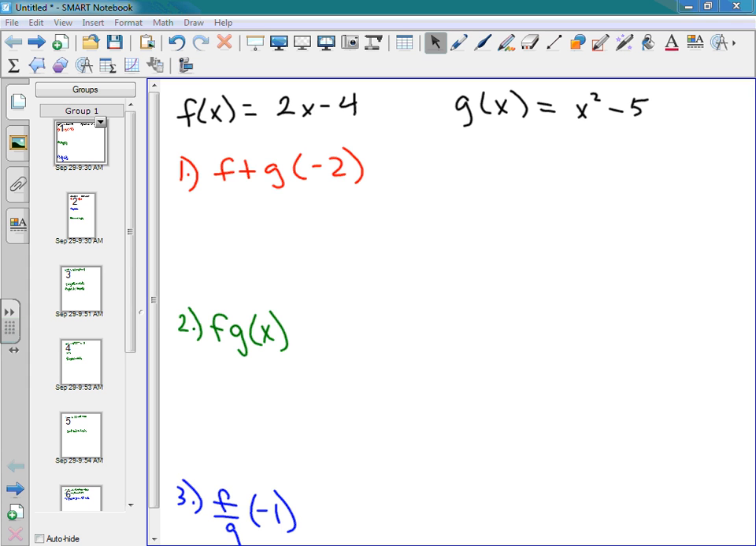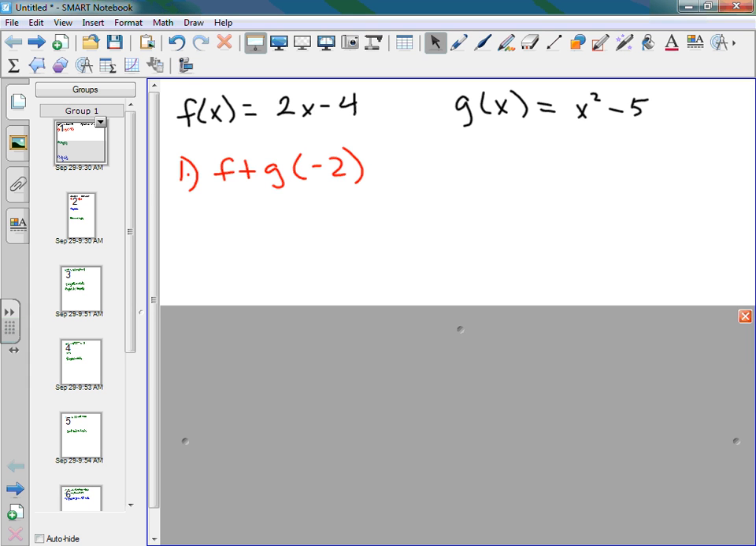Here we go. Test tomorrow. I give you two functions, f and g. I want you to do f plus g at -2. F plus g at -2. What do I do? Steven? You combine the like terms.